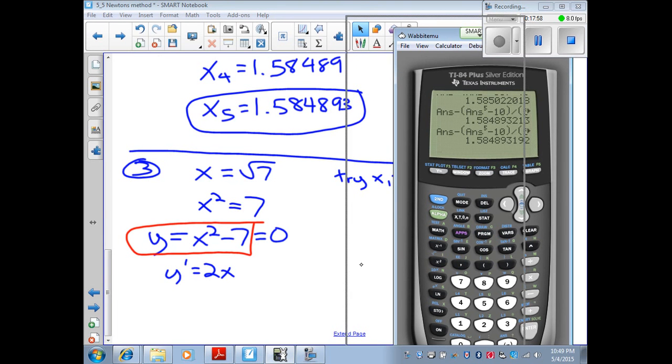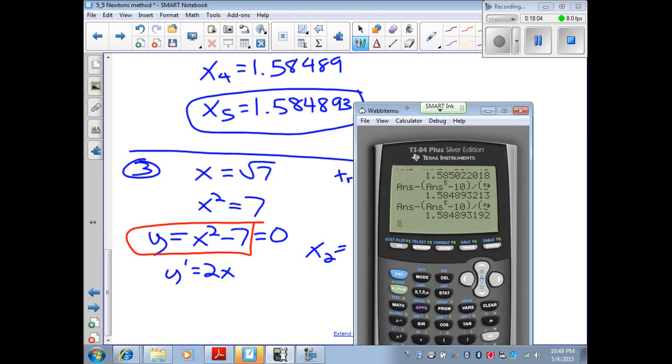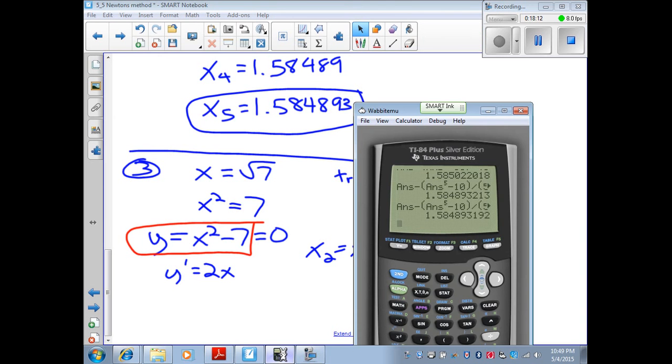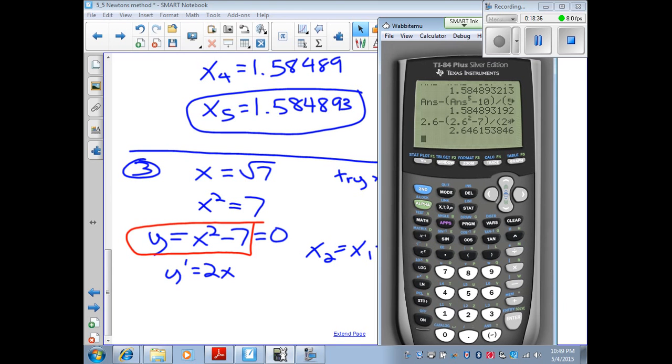Now I want to find it correct to a bunch of decimal places. So x2 is going to be x1 minus f of x1 all over f prime of x1. Okay. For this one, that means 2.6 minus brackets 2.6 squared minus 7, close brackets, divided by 2 times 2.6. Okay. And we get 2.646. Okay, so x2 is 2.646.